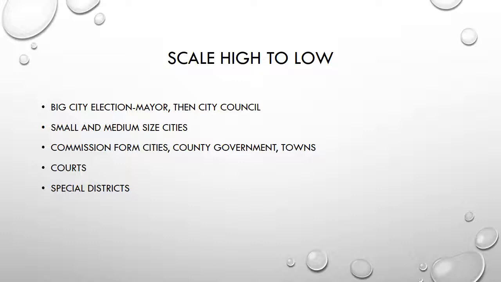So what you have is the most participation would be at the high level in a big city election. First of all, the biggest attraction is the mayor, and then secondly, the city council. Below that would be small and medium-sized cities with a mayor form and a city council. Then below that would be any city, county, or town that has a commission form. Below that would be the courts, and then finally special districts would be at the bottom.